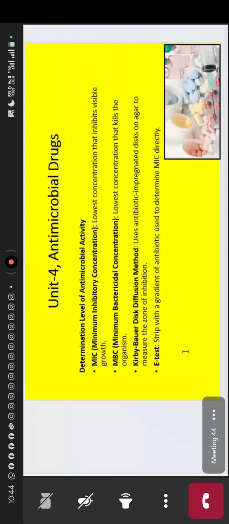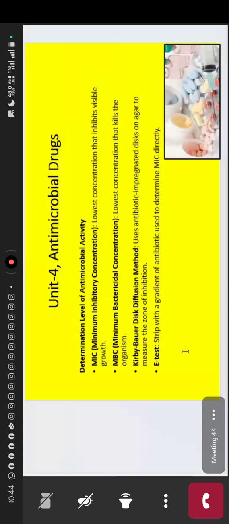In this method, a culture plate is used on which the microorganisms are spread uniformly. Over the growth, we have to apply the antibiotic discs. 5 to 6 antibiotic discs are applied on a single plate, and after applying the antibiotic, the culture plate is incubated in the incubator for about 24 hours.